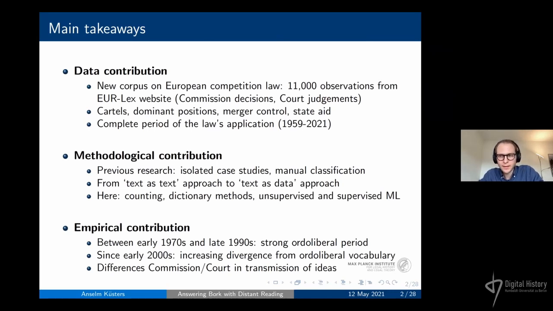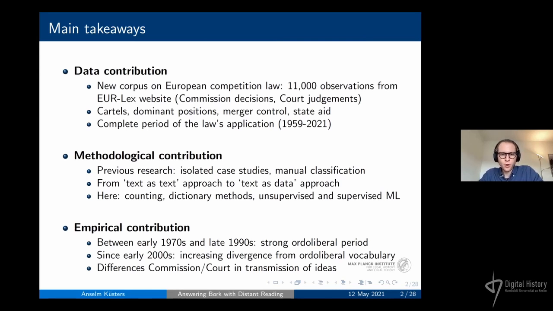The second point is that I try to make a methodological contribution. I know that in this setting here, most people are familiar with corpus linguistic methods, but in the history of European integration, and specifically in the historiography on European competition law, these methods have so far not been used at all. These are all qualitative discussions, mostly by lawyers, sometimes by political scientists, but there is no use of any digital humanities methods so far.